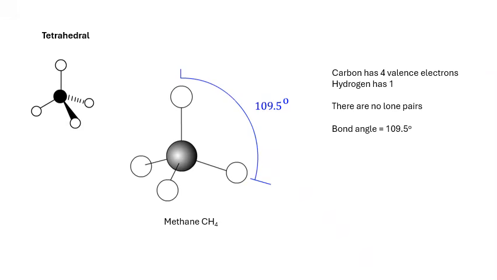Yeah, because the electrons, the pairs of electrons in the bonds, are trying to get away from each other as much as possible. And we end up with a bond angle of 109.5. So that is tetrahedral. As I said, very important in organic chemistry.